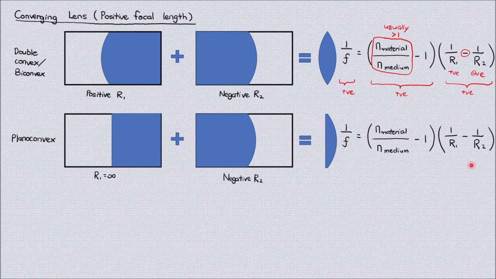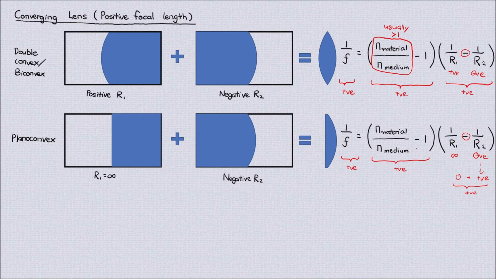Okay, so what does that imply over here? If we sub in infinity for R1 and sub in a negative value for R2, the negative and the negative here will interact to give you a positive value. Then you will have 1 over infinity, which is 0. So a 0 value plus a positive value, you get something positive here. Okay, similar to the first lens, this bracket should also be positive. So positive multiplied by positive, you will still get a positive value for your 1 over f.